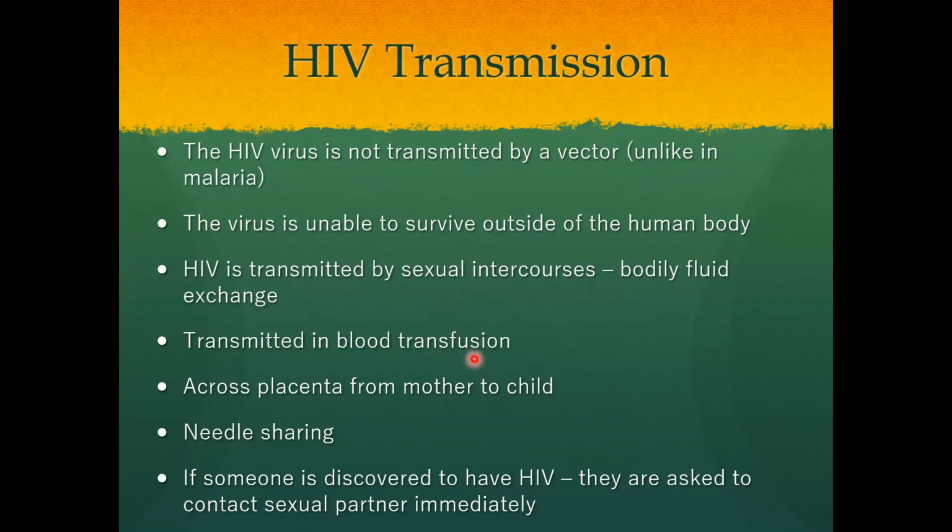If the person, let's say, is infected, or maybe the person is asymptomatic and doesn't know that he's actually suffering from AIDS, and that person donates blood, they can actually transmit the infection to the other person, right? Then it can travel across the placenta from mother to the child, right? Needle sharing. So again, drug addicts, they're sharing these needles, right? So it can transfer through that. And if someone has been discovered to have HIV, they're actually asked to contact the sexual partner immediately, because again, it can easily transmit through these processes, right? So we actually go for tracing.